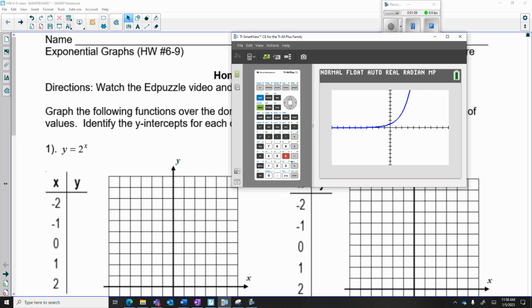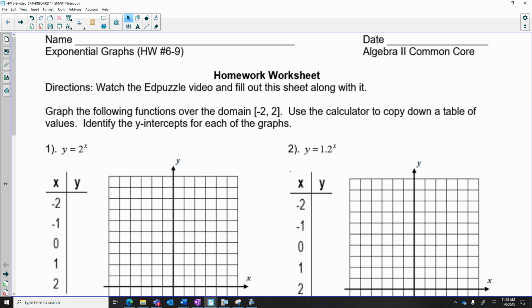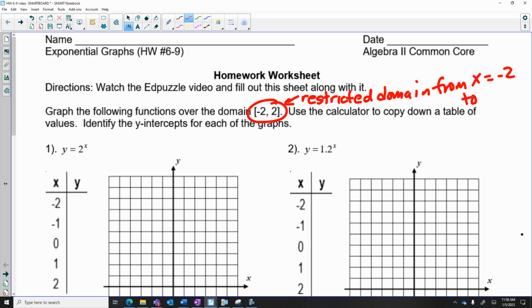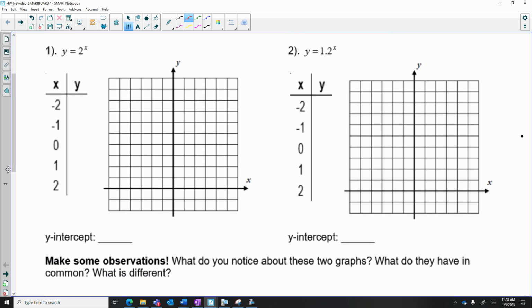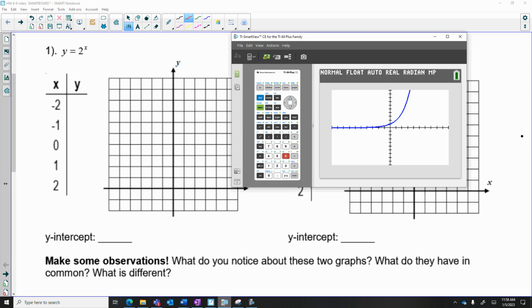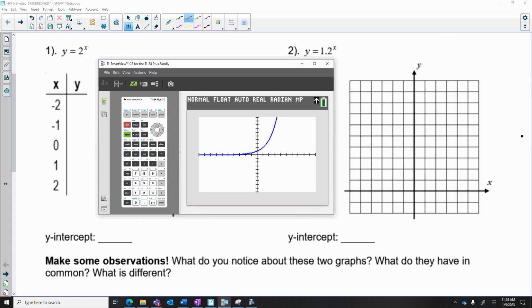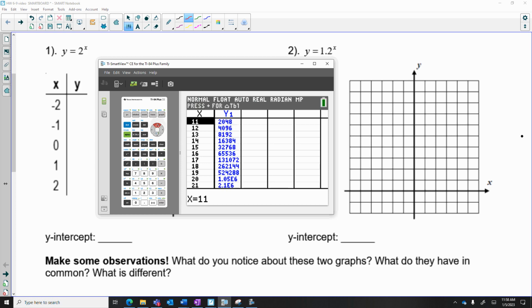So we want to graph, specifically this one, on a restricted domain. If you look, it says from -2 to 2. So let's remind ourselves that this is called a restricted domain, and it's from x equals -2 to x equals 2. Okay, so these are the x values corresponding to the brackets there. So we're going to go to our table and look at the y values that correspond to the x values from -2 to 2. So I'm going to scroll to -2, and I'm going to copy down the values I have here. I have 0.25, 0.5, 1, 2, 4, 8.